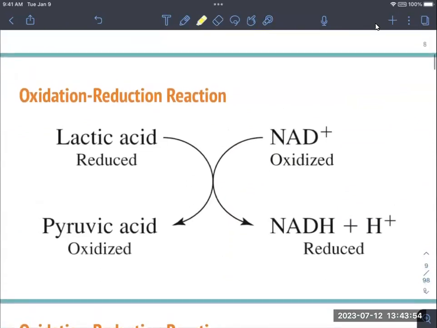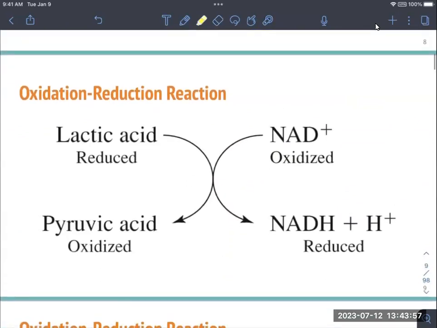So here's this oxidation reduction. We take this lactic acid, we oxidize it down to pyruvate. We're taking off a hydrogen and a hydride off that lactic acid. So now that gets put onto this NAD+, which will give us NADH plus hydrogen.